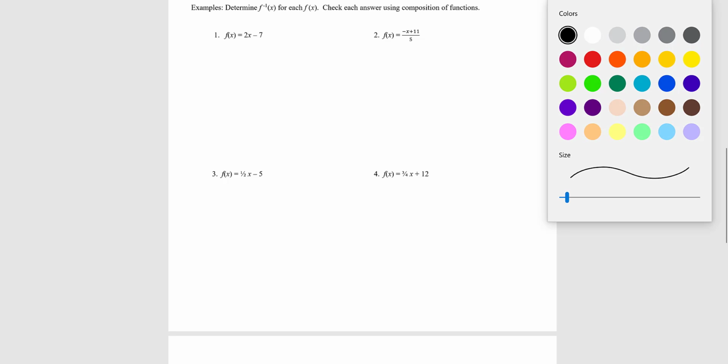Let's get those steps written down and we're going to work out 4 examples. So these say determine, remember this is the symbol for inverse. So it wants us to determine the inverse for each function. And then it says to check each answer using composition of functions. Remember, when we do a composition of functions, our answer should end up being x. So I'm going to do that as well.